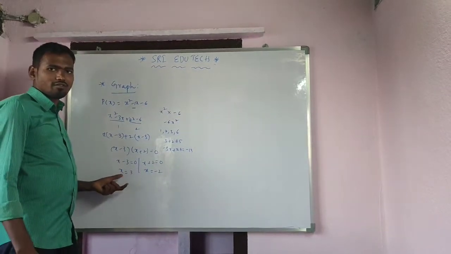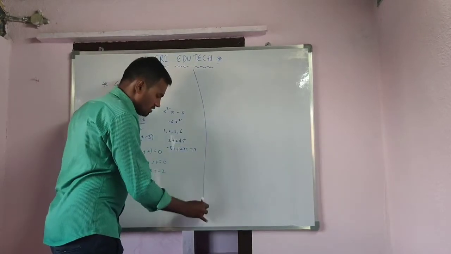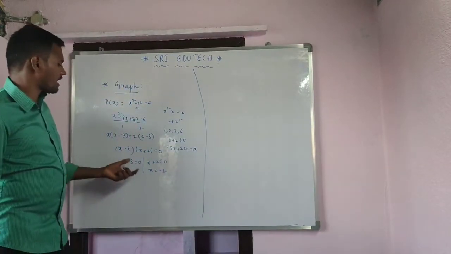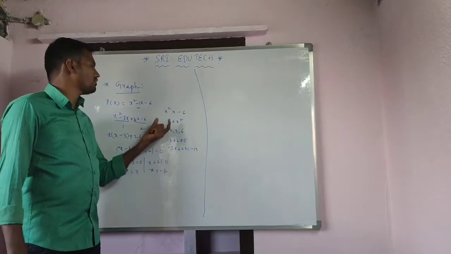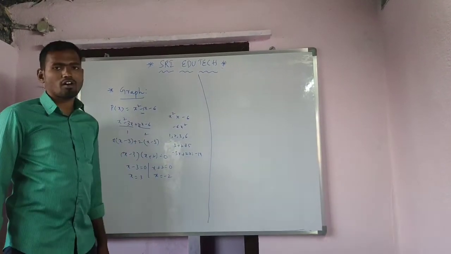Okay, clear? Now we have to draw the graph, right? So before drawing the graph, you first have to take values and substitute them in the given polynomial.